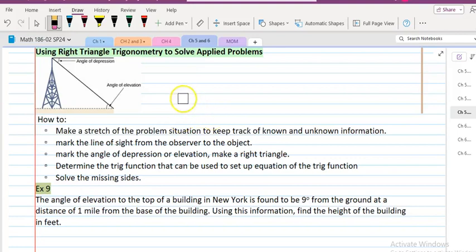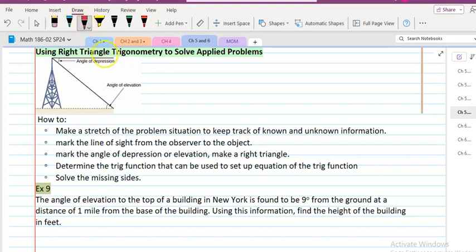Hello, pre-calculus student. This video is for chapter 5.4, really the last part of chapter 5.4, where we use right triangle trigonometry to solve applied problems. So first, we want to talk about some terms before we solve word problems.